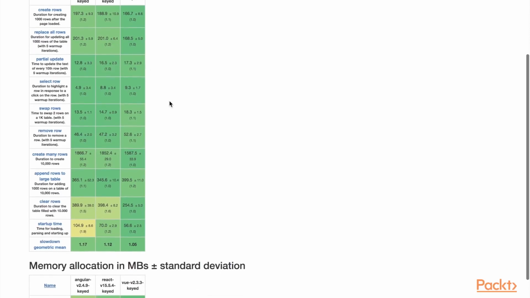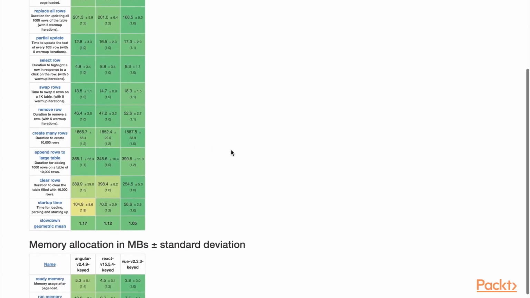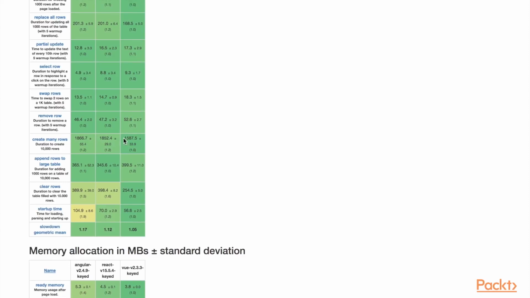When it comes to selecting row, the performance is also very similar. The next interesting thing is creating 10,000 rows. Again, Vue is the fastest at this benchmark. But if we were to add another 1000 rows to the already existing 10,000 rows, we can see that Vue is actually the slowest. But then when we want to clear the 10,000 rows, Vue is way faster than Angular and React. It's 1.5 times faster.